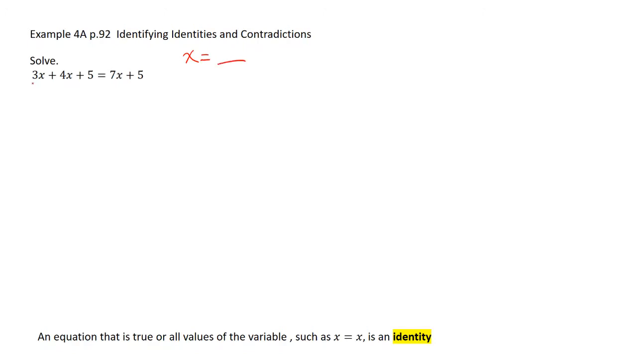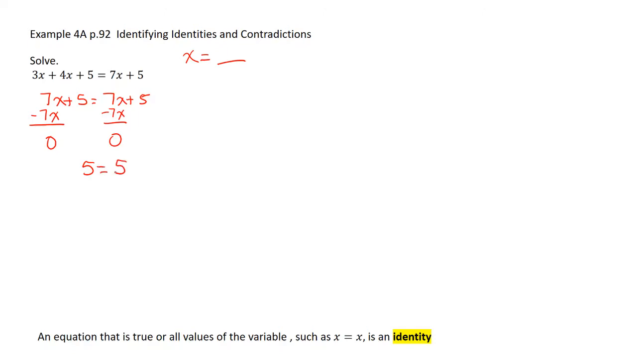So let's put our like terms together. We have a 3x and a 4x, so that's 7x plus 5 equals 7x plus 5. All right, so next thing we do is get our x's all together. So let's subtract 7x from this side. If we do 7x on that side, we also have to do it over here. And so now we have 7x minus 7x is 0, and 0, so we have 5 equals 5.